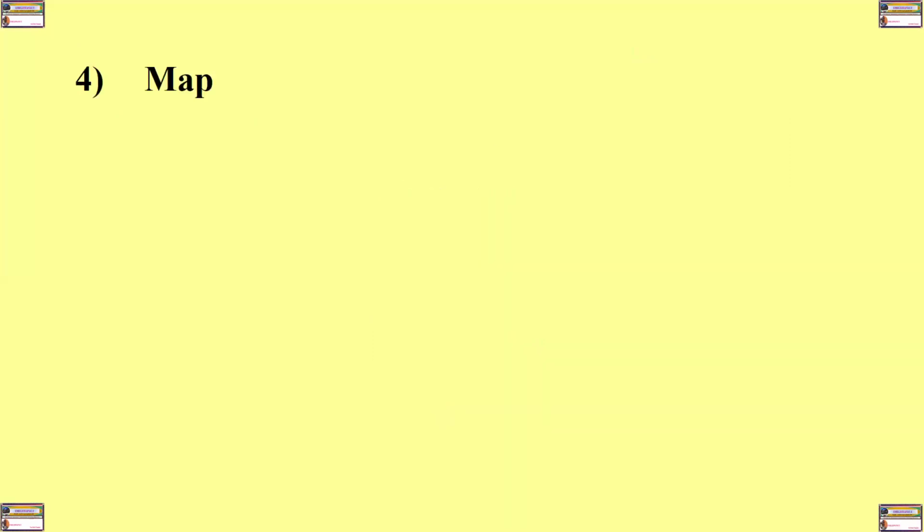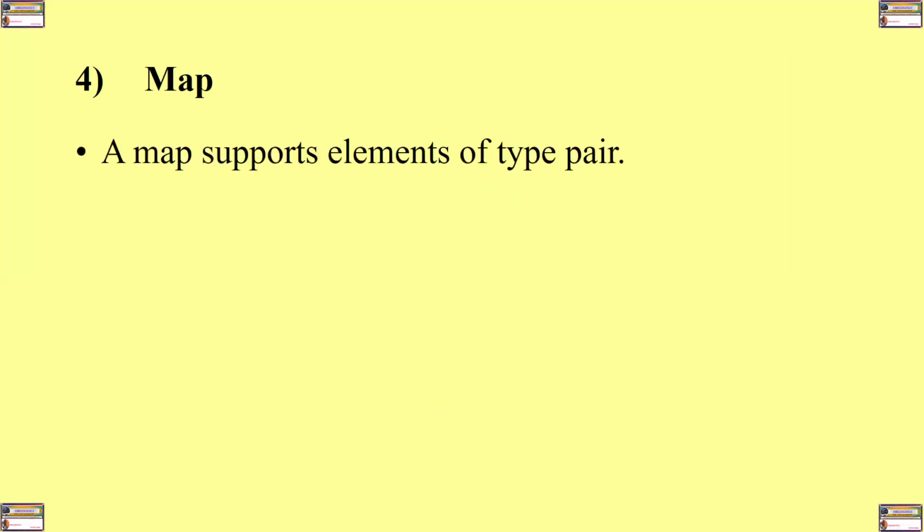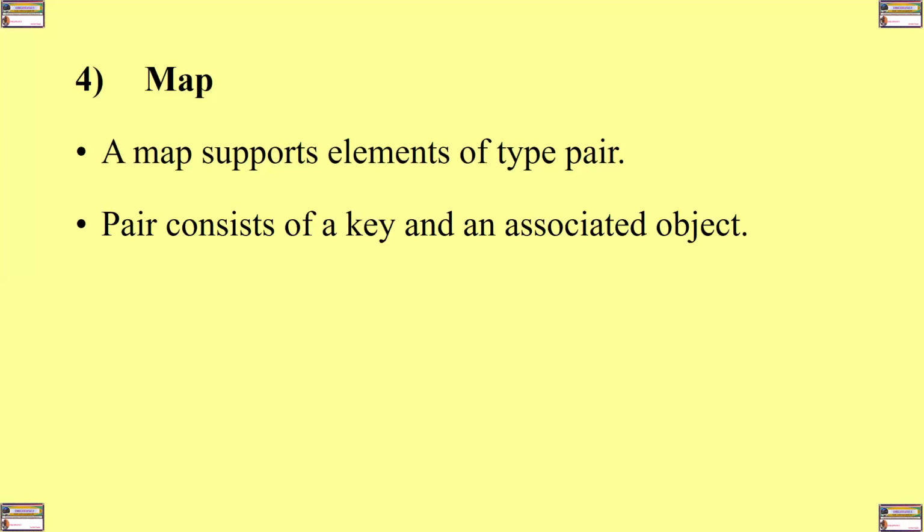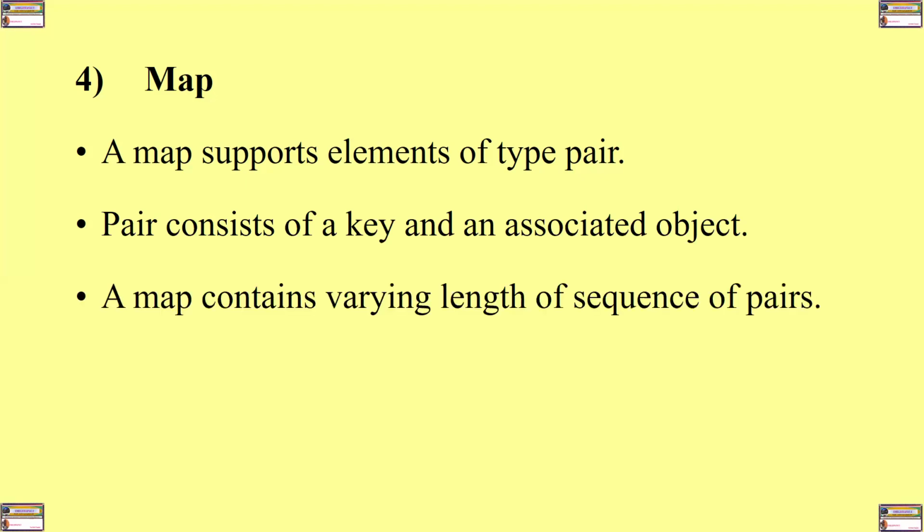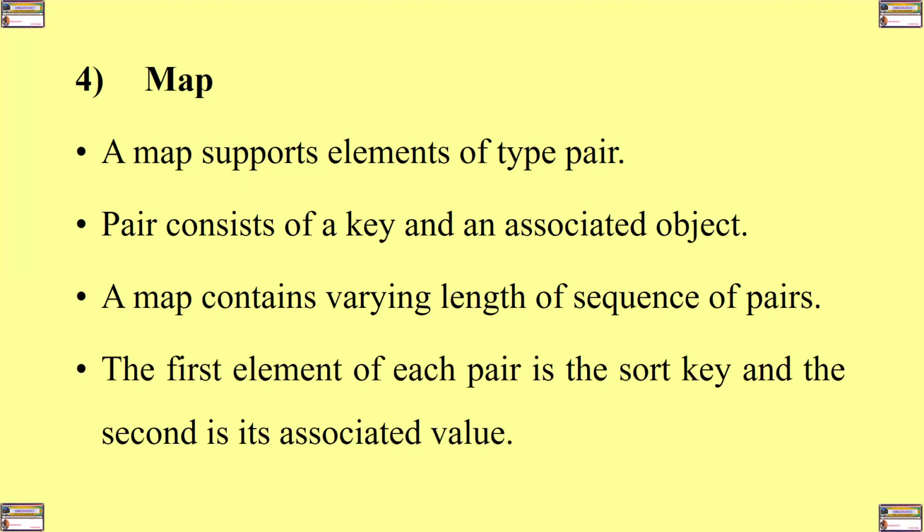The fourth one is called map. What is a map? A map supports elements of type pair. The pair consists of a key and an associated object. A map contains a varying length sequence of pairs, with the first element of each pair being the sort key and the second being the associated value.